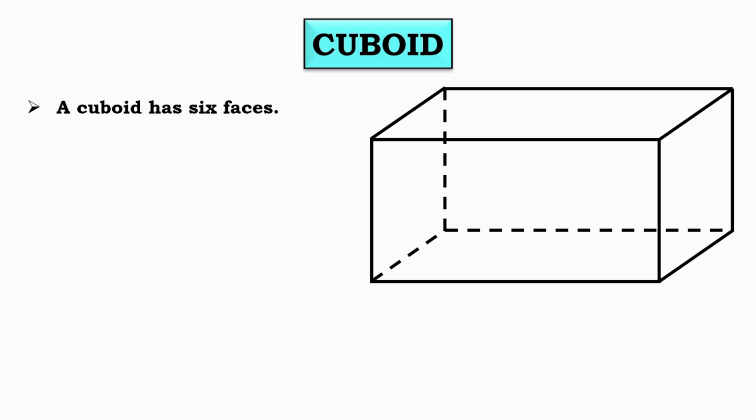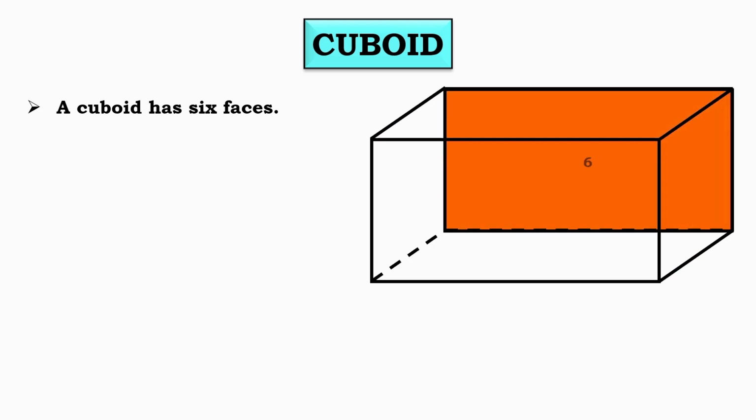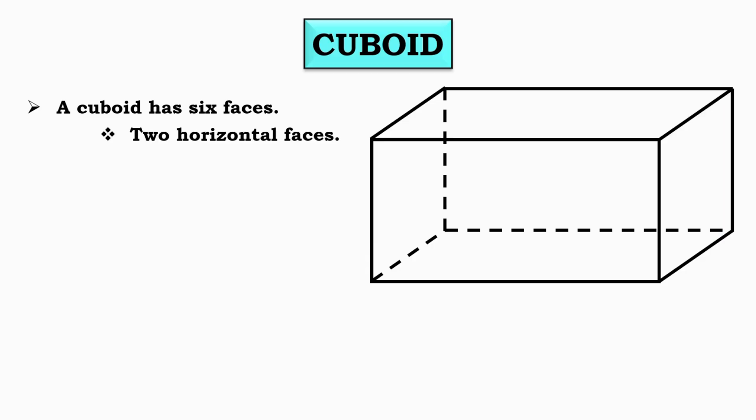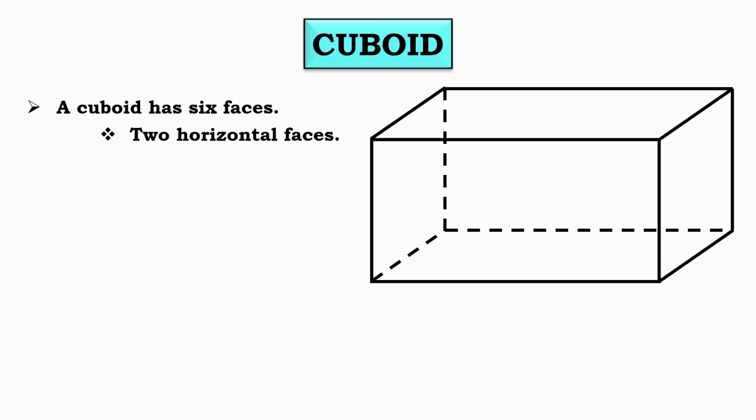A cuboid has 6 faces. This is the first face, then the second face, third face, fourth face, fifth face, and finally the sixth face. You can clearly see that there are two horizontal faces. Horizontal faces means the upper one, the ceiling, and the bottom one.